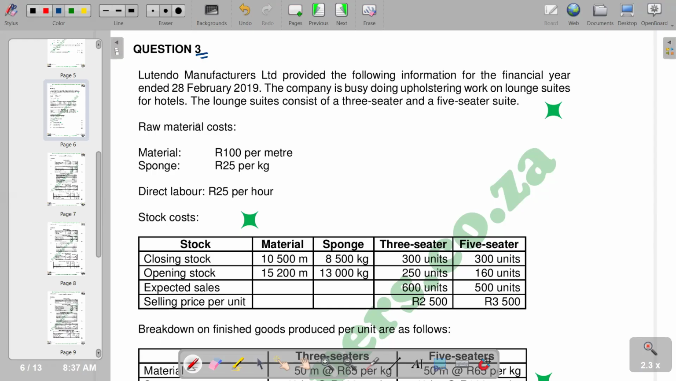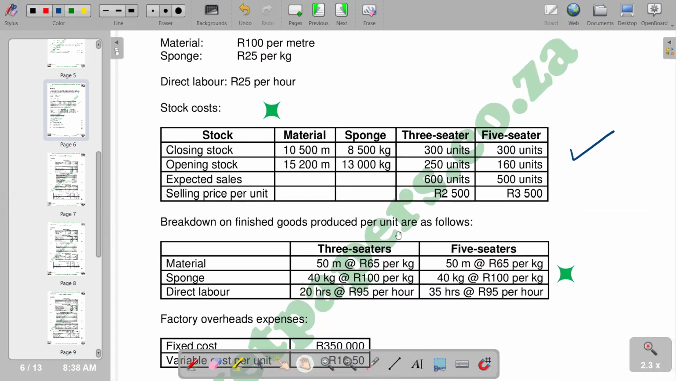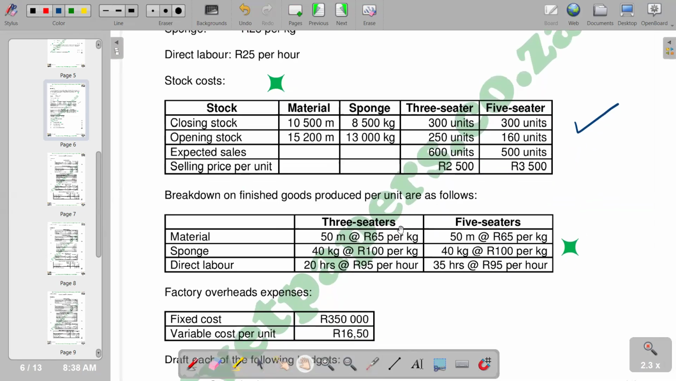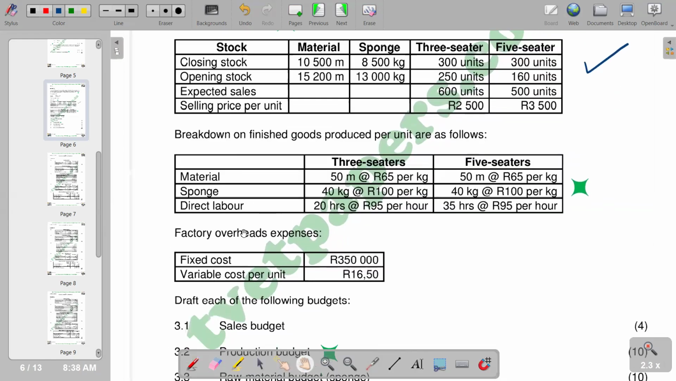For raw material costs, we have material at 100 rands per meter, then sponge at 25 rand per kg. We're given direct labor at 25 rand per hour. Then the stock costs are given in this table. Then we have a breakdown of finished goods produced per unit, with a three-seater column and a five-seater column. We're also given factory overhead expenses.